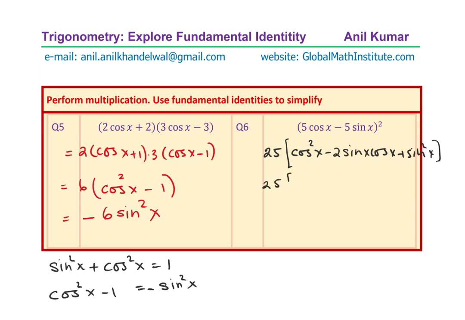And you know what is cos square x plus sin square x? It is 1. So we get 1 minus 2 sin x cos x. You get the idea. So that is how we could factor.